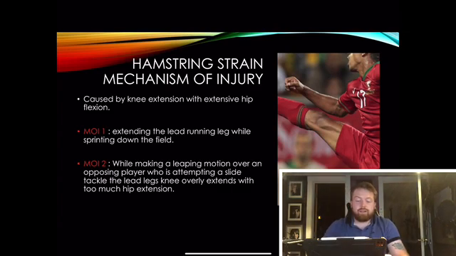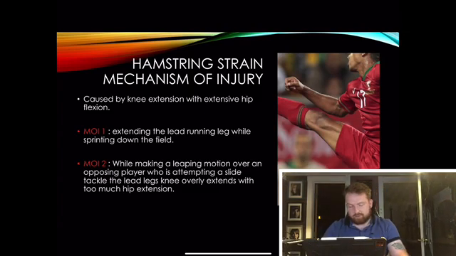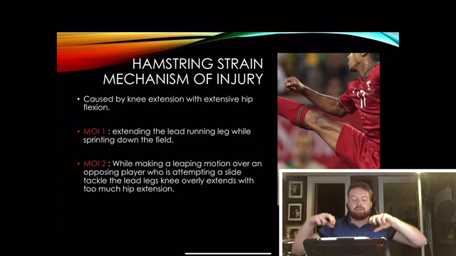So moving on to the mechanism of injury for hamstring strains. It is generally caused by knee extension, so your knee would be straight or somewhat straight with extensive hip flexion, so the hip would be up, away from the body, forward. Mechanism of injury 1 is extending the lead running leg while sprinting down the field. So a lot of times in soccer there'll be a play on the ball where the ball goes over your head, or you have to make a play on a defensive player, and you have a sudden sprint, and a sudden sprinting motion can definitely be a mechanism of injury that can extend the knee and extend the hip too quickly and cause a tear in the muscles on the hamstring.